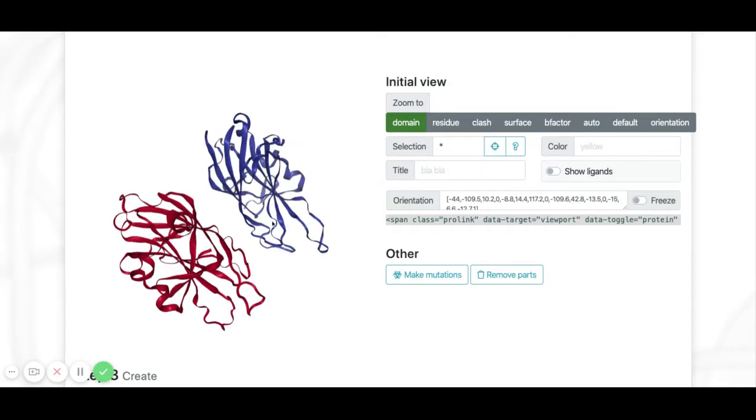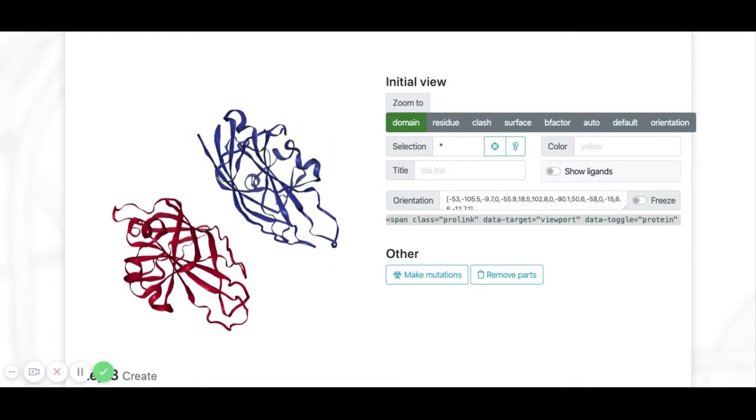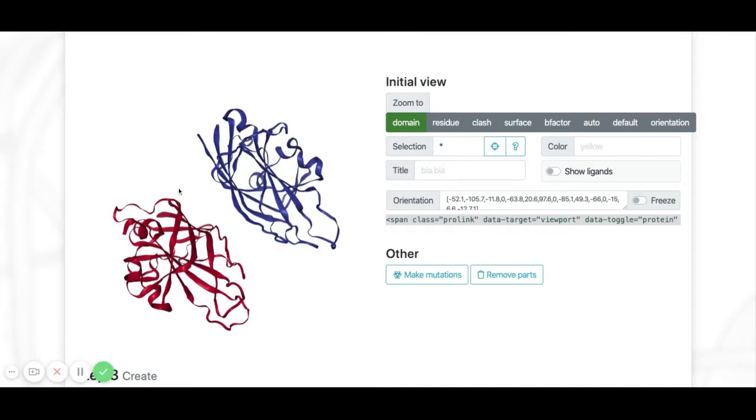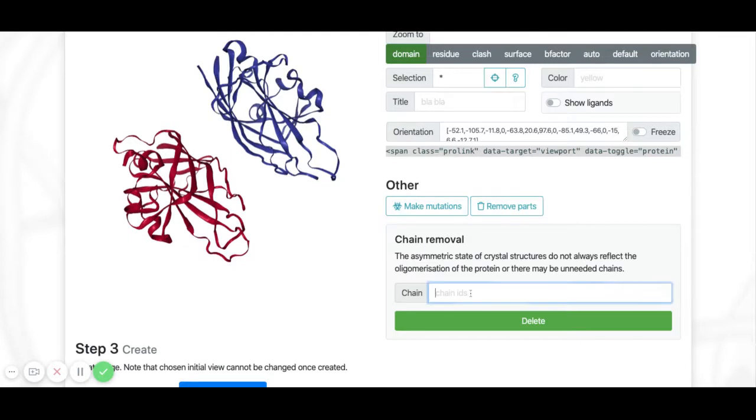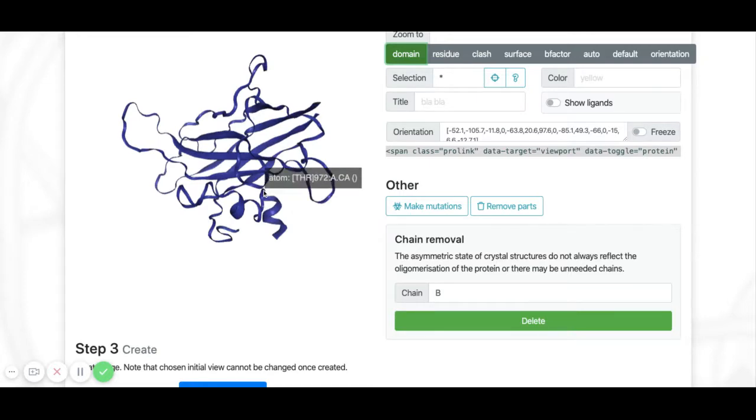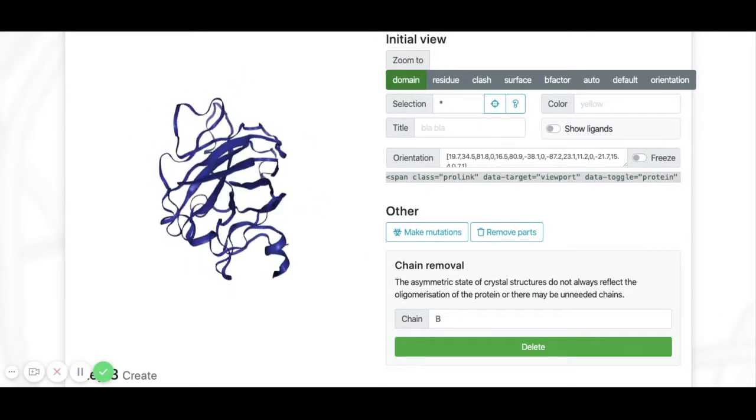Now, there's 2 chains over here because this is the asymmetric unit of the crystal. Namely, it packed that way. But of these 2, only one is the domain we're interested in. So let's delete one of them. To do that, we'll press remove parts. Let's see what it's called. Chain B. Let's delete chain B. Goodbye. And now we've only got chain A.